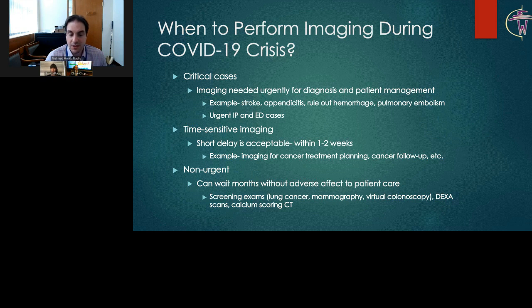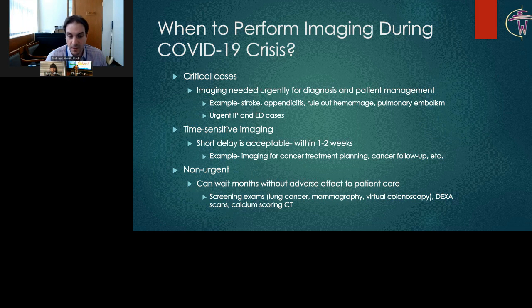In terms of the rescheduling of exams, we have been holding all the exams in a kind of backlog queue, which we then reassess periodically to determine which exams are reaching the point where they've been in the backlog and they may be reaching a time-sensitive decision-making point, and we need to start imaging them.